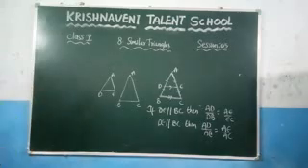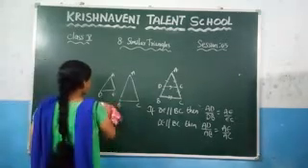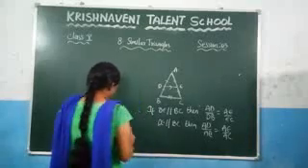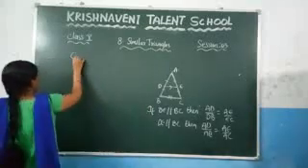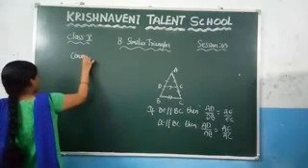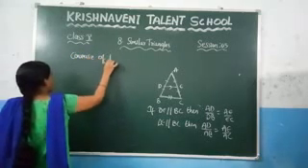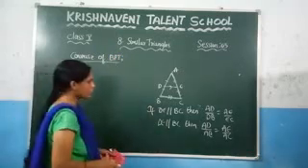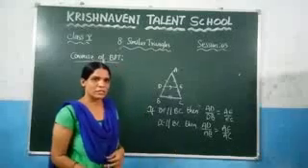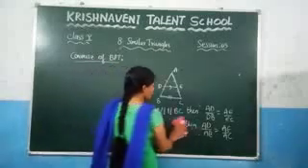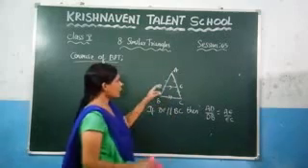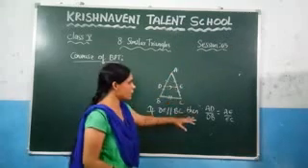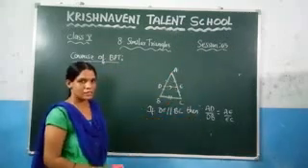Now we are going to see the converse of the basic proportionality theorem, or the converse of the Thales theorem. What does the basic proportionality theorem say? If DE is parallel to BC, then the other two sides are divided into the same ratio. That means AD by DB is equal to AE by EC. This is the basic proportionality theorem.